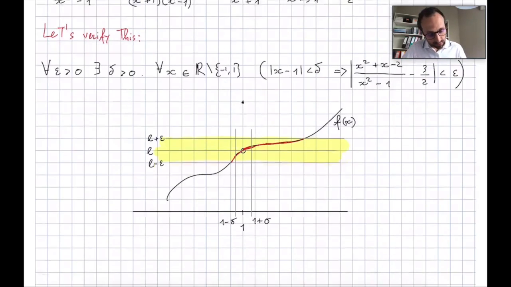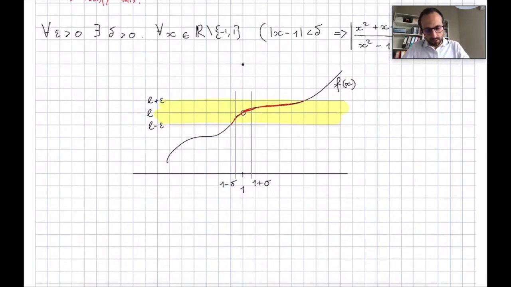So now we've got to verify this. It is usual to start from the end, because we need to understand how to choose delta. So what we do is we take epsilon positive, we don't know what it is, it's arbitrary, possibly very small, and x in R, but not equal to minus 1 and 1. And so we try to simplify this expression here.